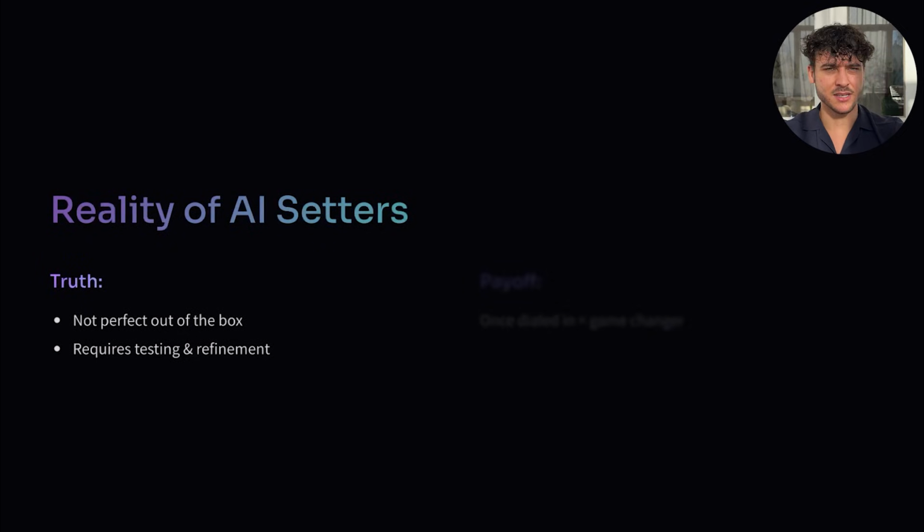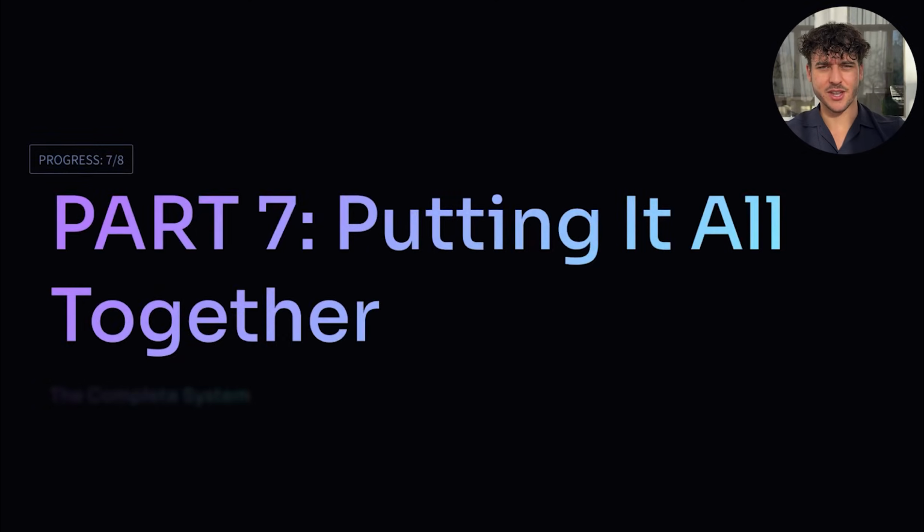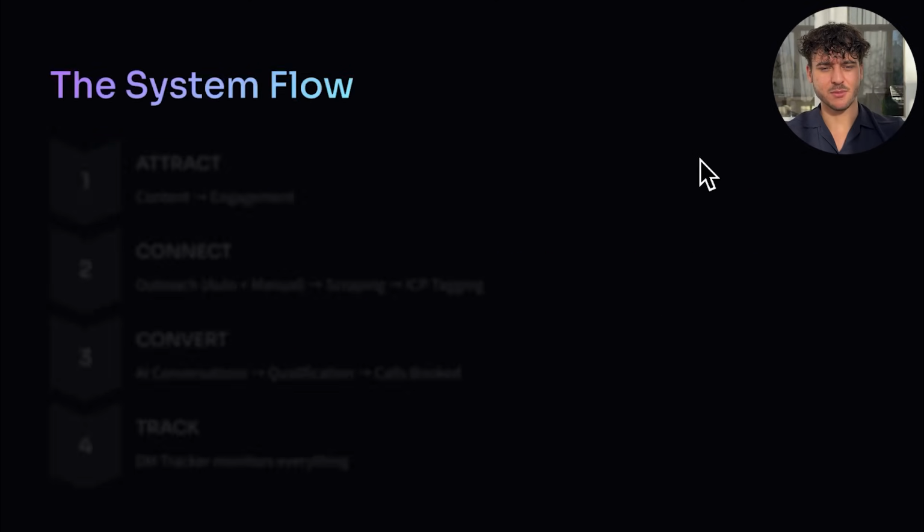This requires testing. This requires refinement. This not only goes for your AI setter, it also goes for all the other automations. That's not going to be perfect at the beginning, but the payoff is that once it's dialed in, it's an absolute game changer, and you're going to be able to scale without a lot of the traditional bottlenecks that hold back businesses like yours. Part 7. Putting it all together. Now, the complete system goes as follows.